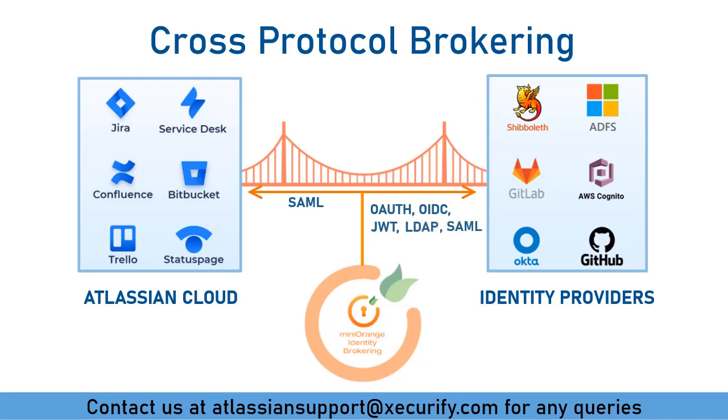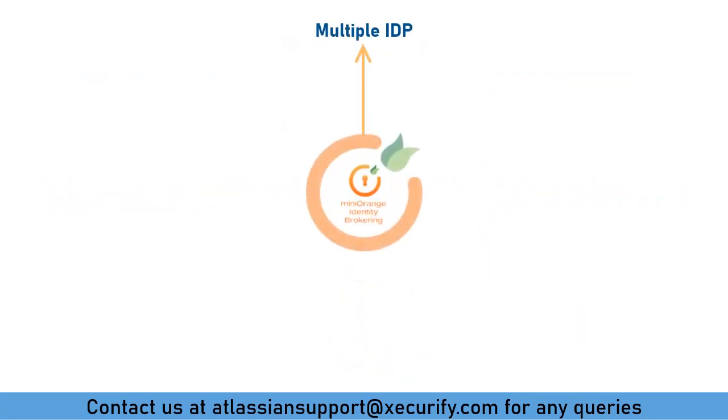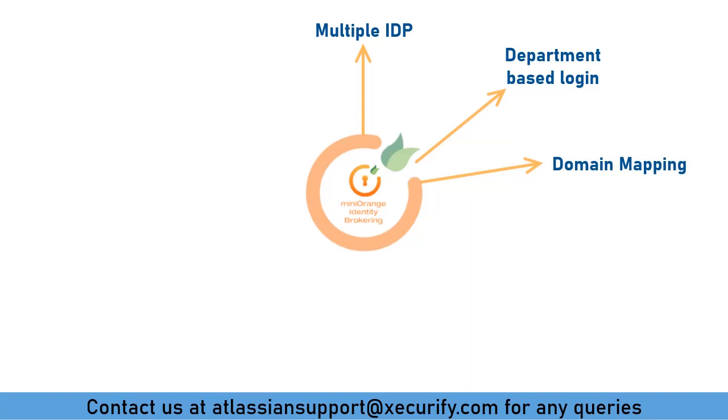If SAML is supported by your identity provider, you can still use brokering to use the features of miniOrange Identity Broker. Let's see a few features of miniOrange Identity Broker. Multiple IDPs: you can configure multiple identity providers to authenticate different types of users with different IDPs. Multiple department-based login allows users to be redirected to their IDP based on their department. Domain mapping allows users to be redirected to their IDP based on their email domains.